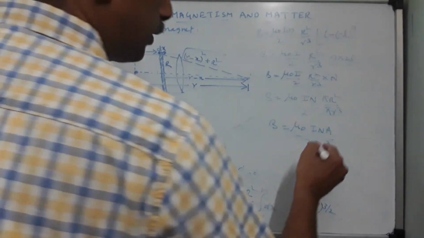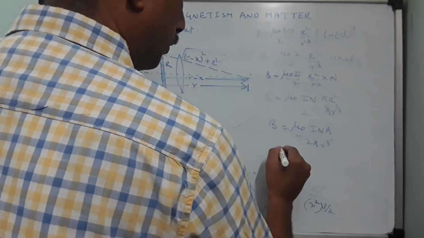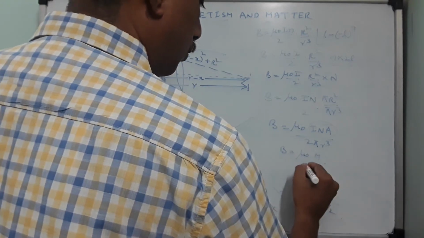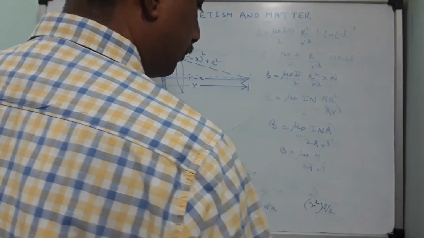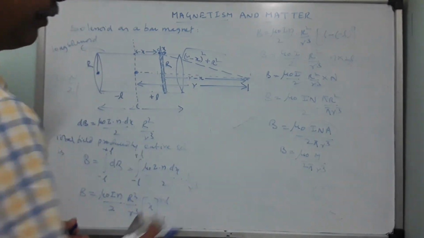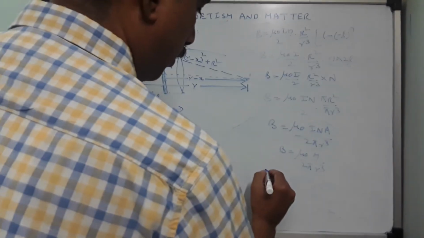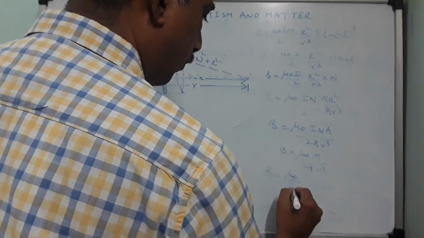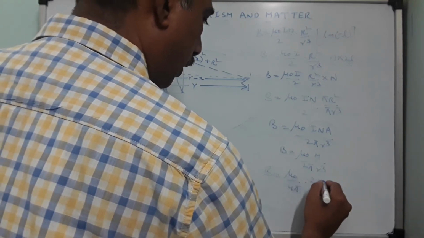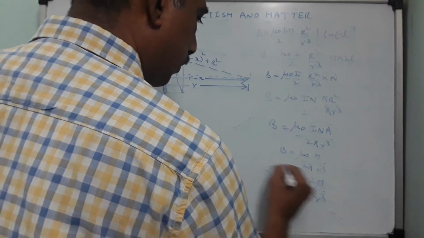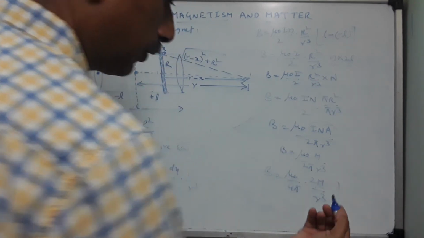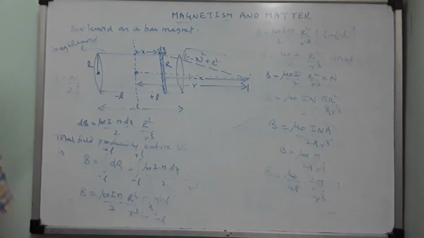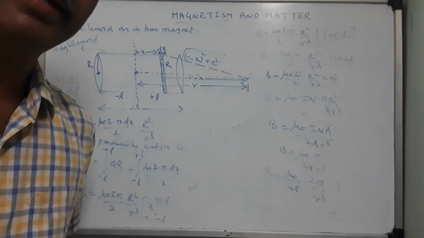Okay. So this I N A I will replace with what? M. So B equals μ₀ into m by 2 pi r cube. And then I multiply with and divide with 2. Therefore B equals μ₀ by 2 pi will become μ₀ by 4 pi, m will become 2m, by r cube. Over. Pen is also over. So this is the magnetic field produced by a bar magnet.